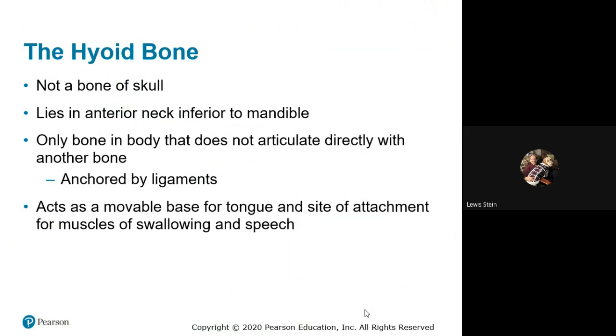So it's the only one that doesn't attach to any of the others. It helps attach to the tongue, swallowing, and speaking, as I said. So it's an oddball bone. Very important forensically. When someone's strangled or choked, they look for that. Typically, that bone cracks.